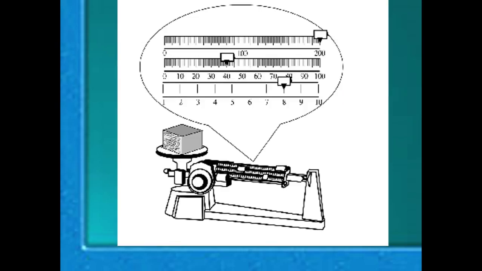Okay, here's another example. So again, when we slide our unit over to 200, remember we always check to make sure that this is even. So 200 plus 40 plus 8, 248 grams.